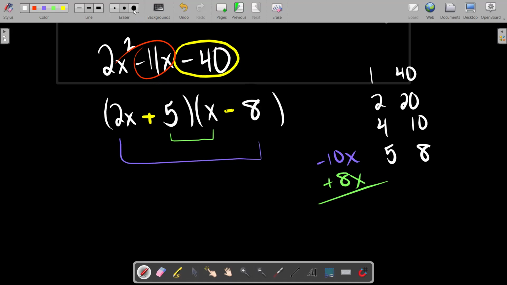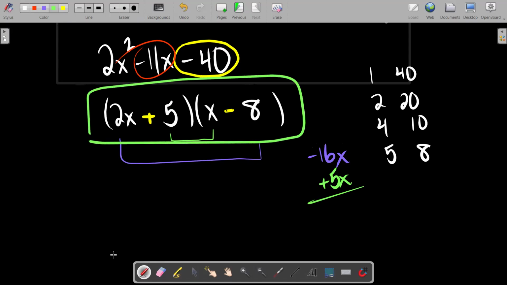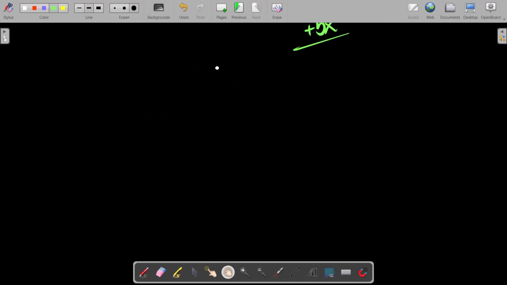What does the purple on the outside make now? Minus 16 x's. And what does the green make on the inside? And what's minus 16 plus 5? Jackpot. Done. And then last one on level 2, and then we're going to level 3.